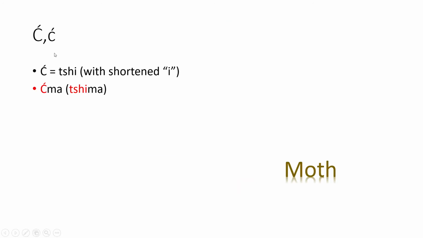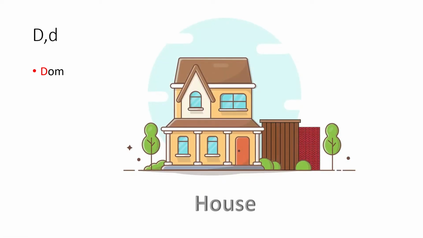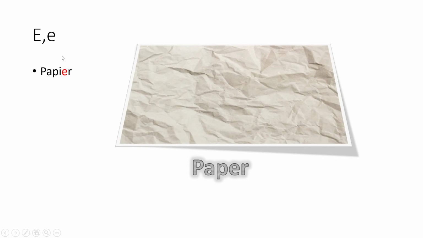Okay, the C with this dash on it is pronounced chi with a shortened I. So you don't say chi, you say chi. So for example, chima, okay, which means moth. D, dom, house. Papier, paper. So E here is pronounced e.